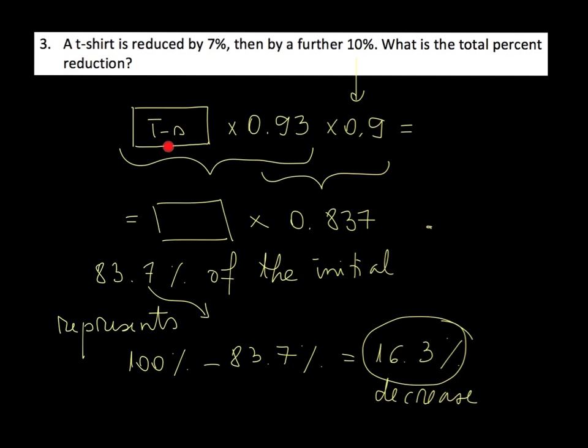So I don't really need to know what the t-shirt was initially, doesn't matter. But these two together multiplied give me 0.837, which means that I end up with 83.7% of the initial value of the t-shirt. So 83.7% represents a 16.3% decrease or reduction.